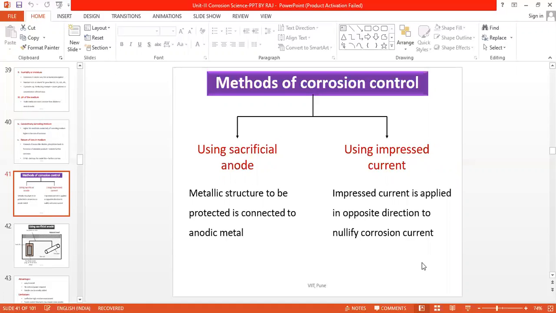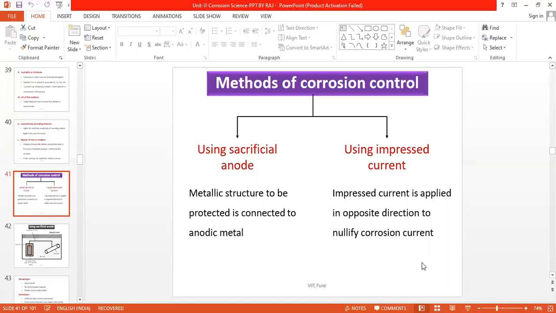Now, cathodic protection is possible in two ways. One, by using sacrificial anode, or by using impressed current. What do you mean by using sacrificial anode? Suppose zinc and copper are in contact with each other in presence of a suitable conducting medium, zinc being anodic, it will act as anode and get corroded according to Nernst theory. And copper being at a lower position is protected from corrosion.